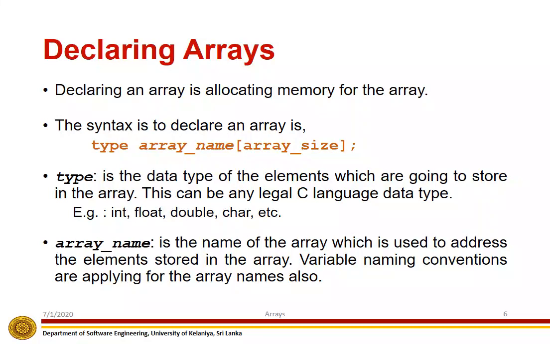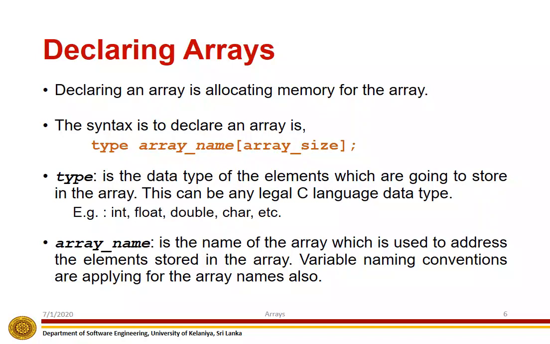Then the first one is type. Type is the data type of the elements which are going to be stored in the array. This can be any legal C language data type like int, float, double, char and etc. If you are going to store integer type variables in an array, you have to give the type as int. For the character array, you have to give the type as char, like that. Then array name. Array name is the name of the array which is used to address the elements stored in the array.